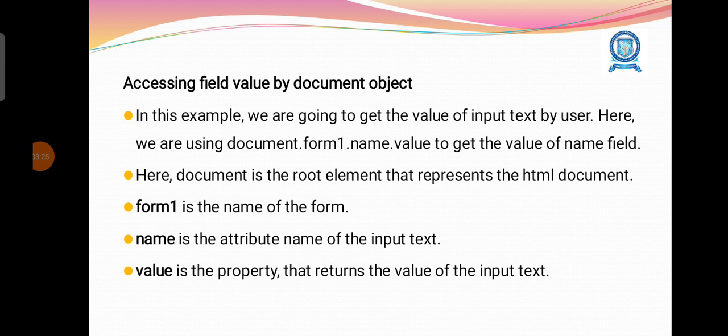Accessing field value by document object. We are going to get the value of the input text given by the user. Here we are going to use the format document.form1.name.value to get the value of the text field. Document is the root element that represents the HTML document. Form1 is the name of the form we are creating. Name is the attribute name of the input text field. Then value is the property that returns the value of the input text.